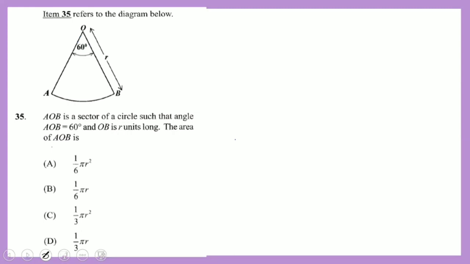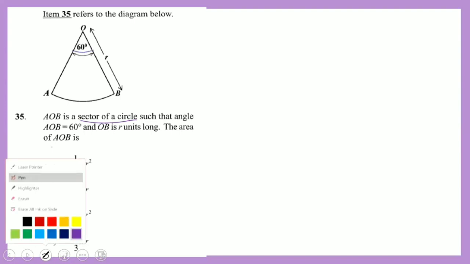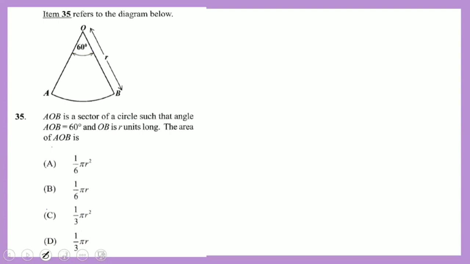Number 35. We have the sector of a circle. The angle AOB is 60 degrees, and OB, the radius, is R units long, hence the use of the letter R. What is the area of this sector? Now, if you know the area of a circle, the area of a sector is a fraction of the area of a circle. The area of a circle is pi r squared.